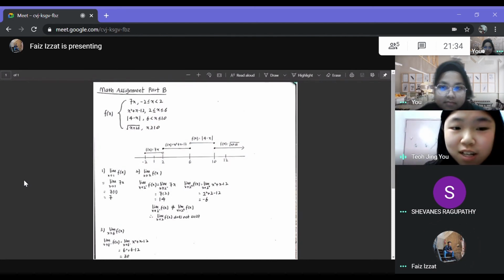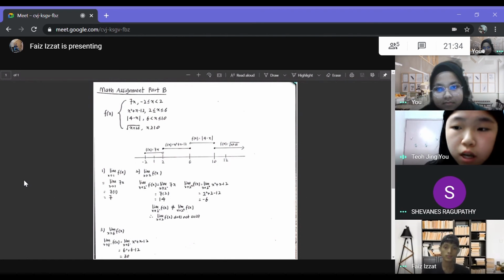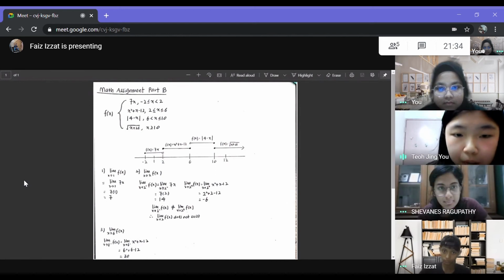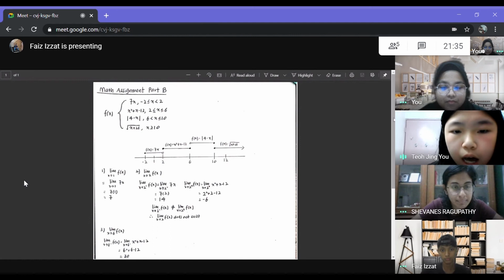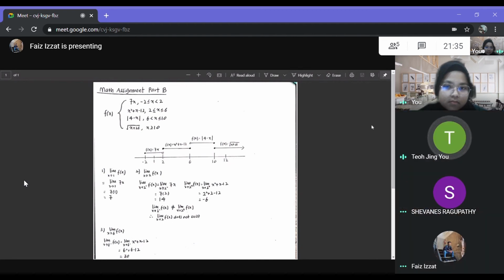Okay, the third function is the absolute value function, 4 minus x, with the interval x is greater than 6 but smaller than or equal to 10. So we can refer to the number line. To determine the existence of limits between the intervals I've stated, I've chosen the value of 10. From the left hand side, we can see the function absolute 4 minus x, and from the right hand side, we can see f(x) equals square root of x plus 26.